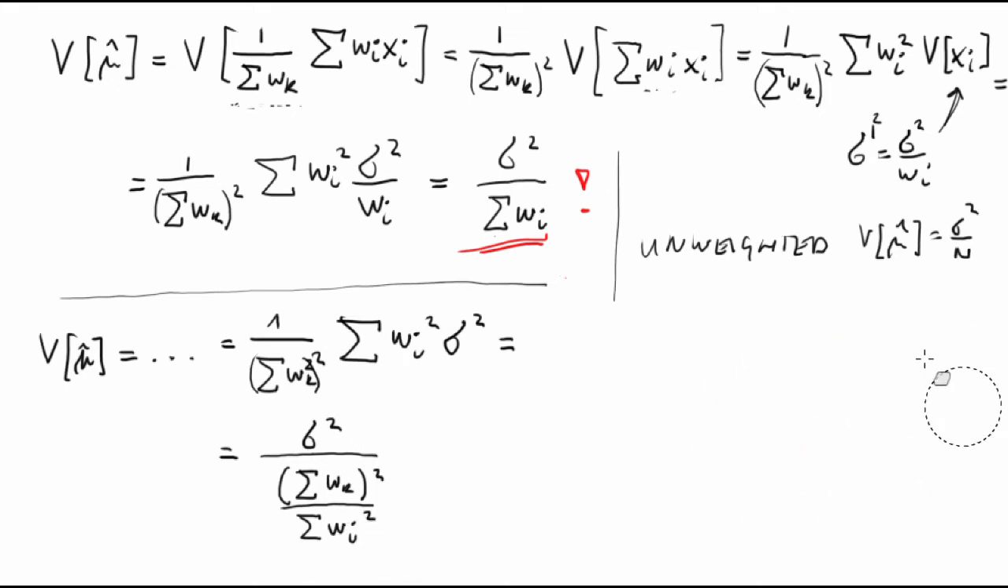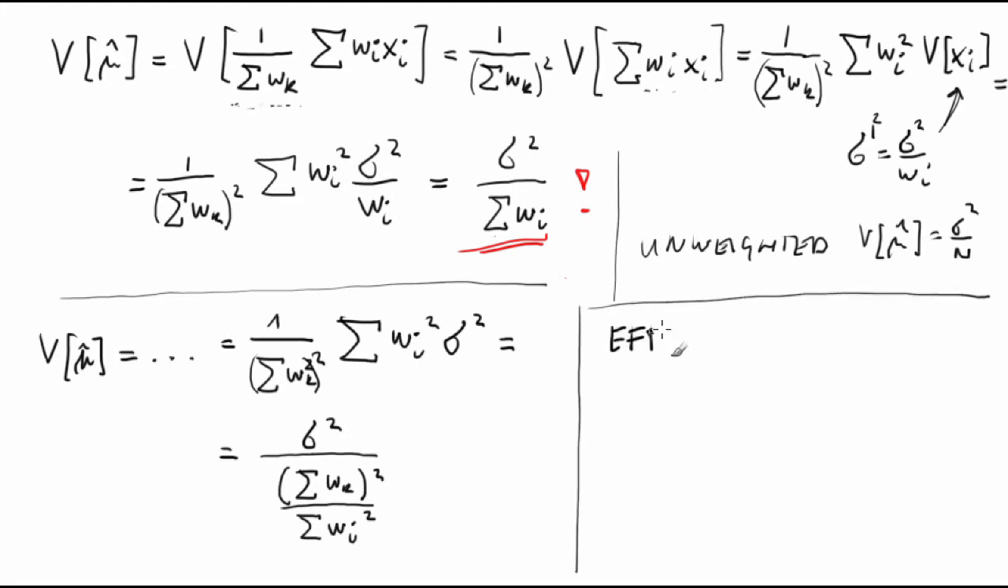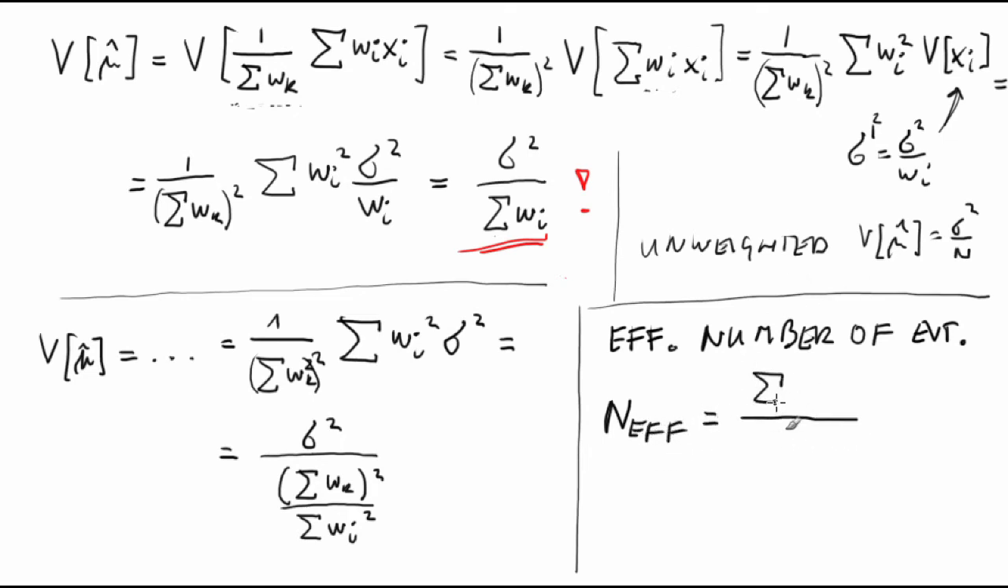The number in the denominator is called the effective number of events. This expression is definitely worth remembering, so let's write it down again. N effective equals the sum of weights wi all squared over the sum of weights wj squared.